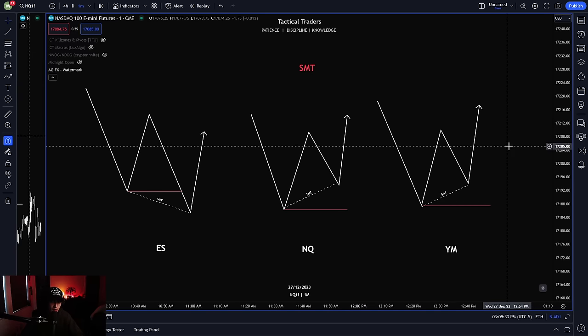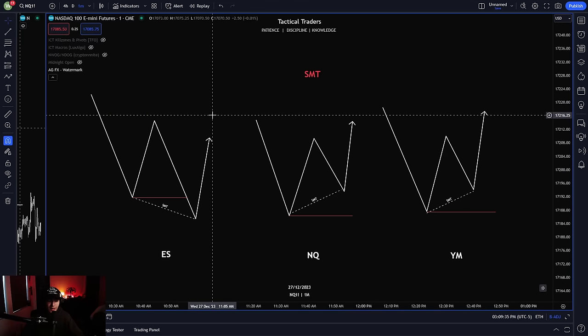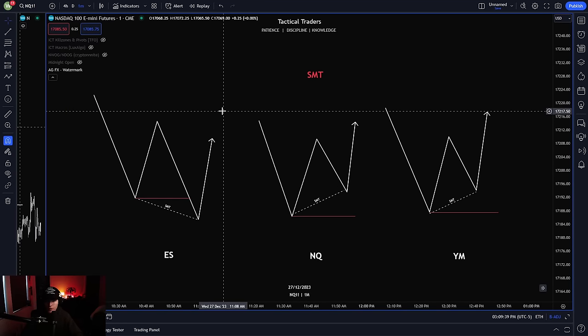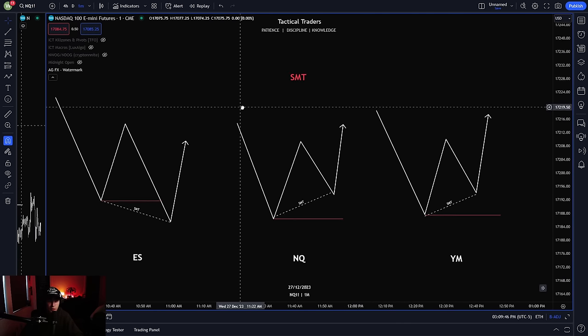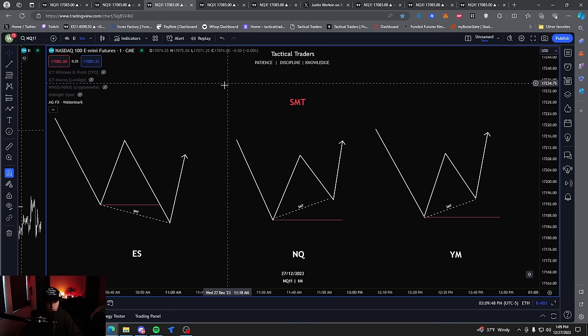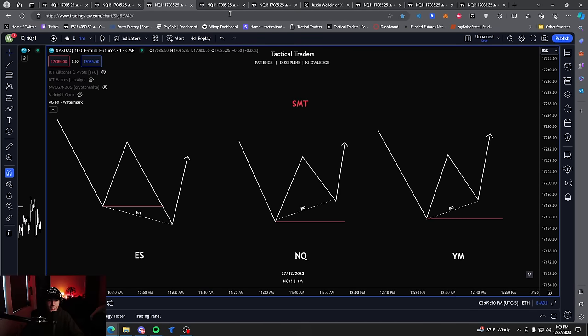A bearish divergence would be the opposite of this, which would be at the highs. ES or NQ or YM, it doesn't matter which one. One of the indices is creating a higher high while the others are creating a lower high. This is what we want to see when we are looking for some form of divergence in the market. So let's jump into some examples of a model.